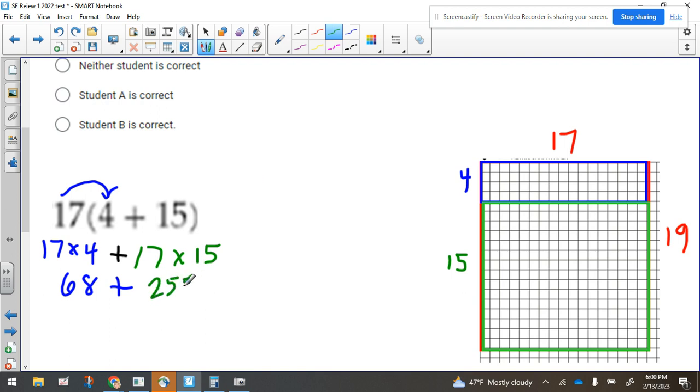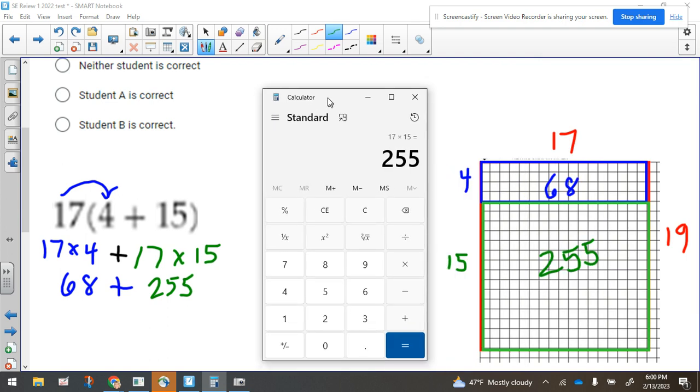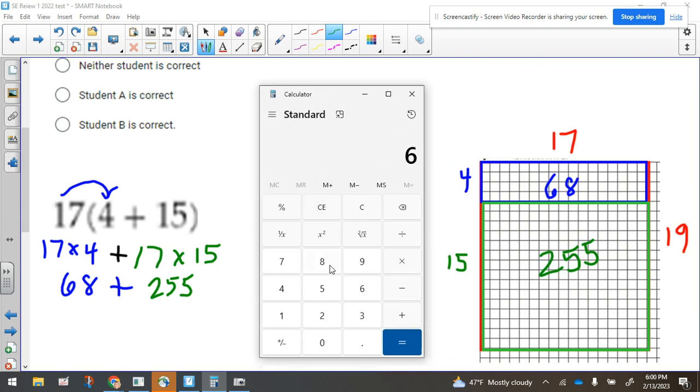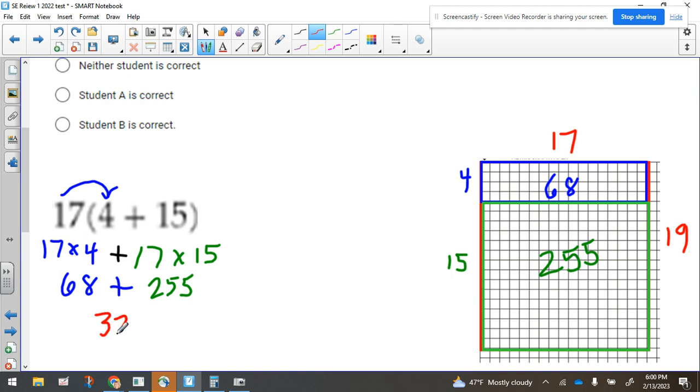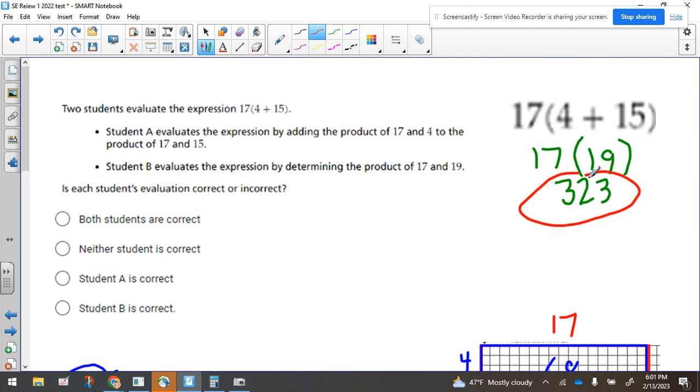Now, if we use the model to help us understand distributive property, what we're saying is that this blue rectangle would have an area of 68. This green rectangle would have an area of 255. And if we add the area of the blue with the area of the green, let's do that quickly on the calculator just to prove my point. We're going to add the 68 plus the 255. Look familiar? We get 323. 323. Look familiar? So look at that number. Look at this number. Aren't they the same?